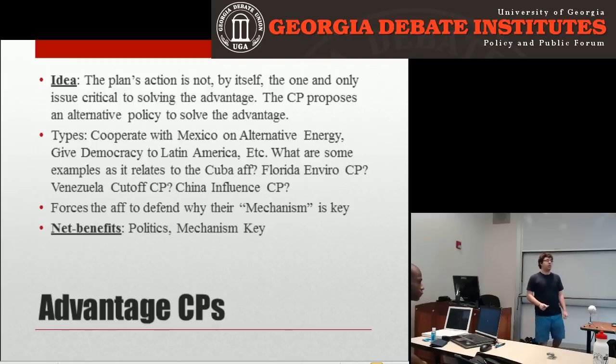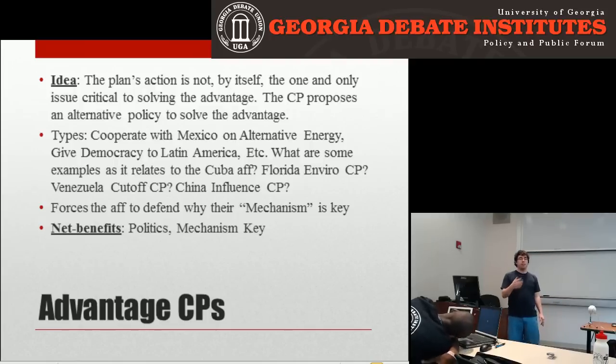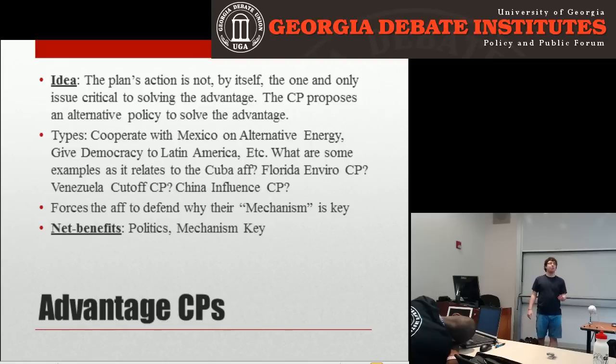Okay. So the previous two examples that we talked about did the whole mechanism of the plan, the exact same thing as the plan, just with a different actor that wasn't the United States federal government. The difference here with an advantage counterplan is that the thing that's getting done, most likely by the USFG, is not the plan, but rather some other policy towards Cuba or Latin America or Venezuela, or any part of Latin America or Mexico, that is able to solve for the exact same advantage.